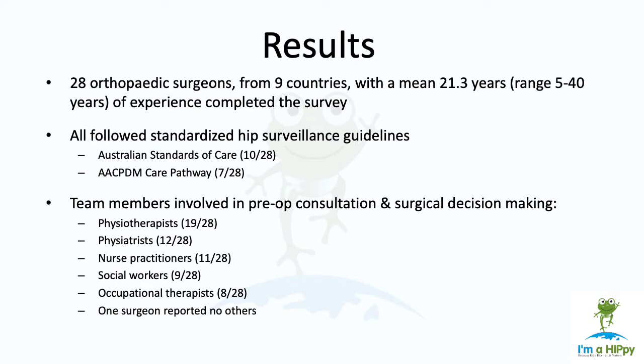In total, 28 orthopedic surgeons from 9 countries, with a mean of just over 21 years of experience, completed the survey, all identified following some kind of standardized hip surveillance guideline. Additional team members were also identified that might be included in the preoperative consultation or surgical decision-making. The most frequently identified team member was a physiotherapist, included by 19 of the 28 surgeons. Occupational therapists were also identified by 8 of the 28 surgeons.